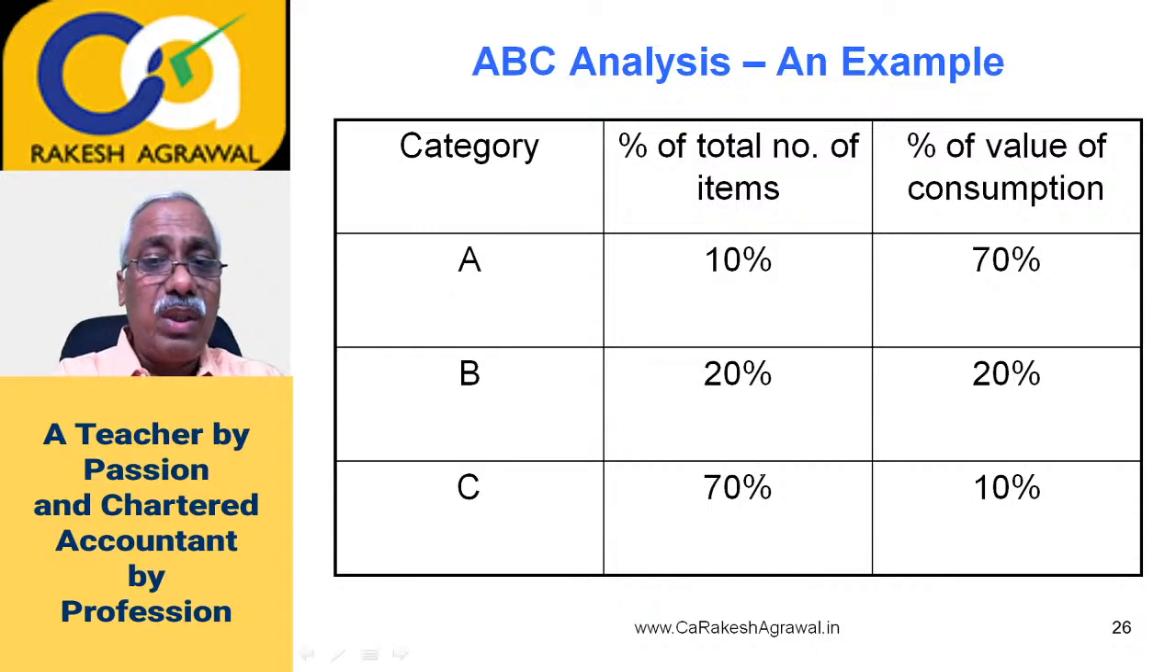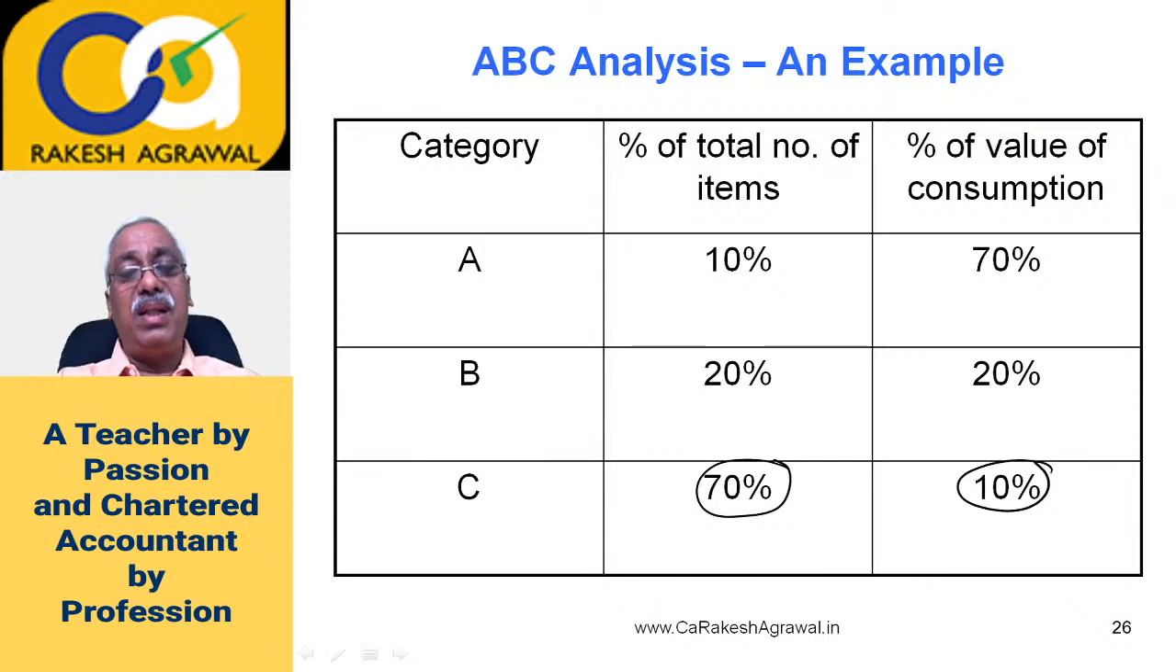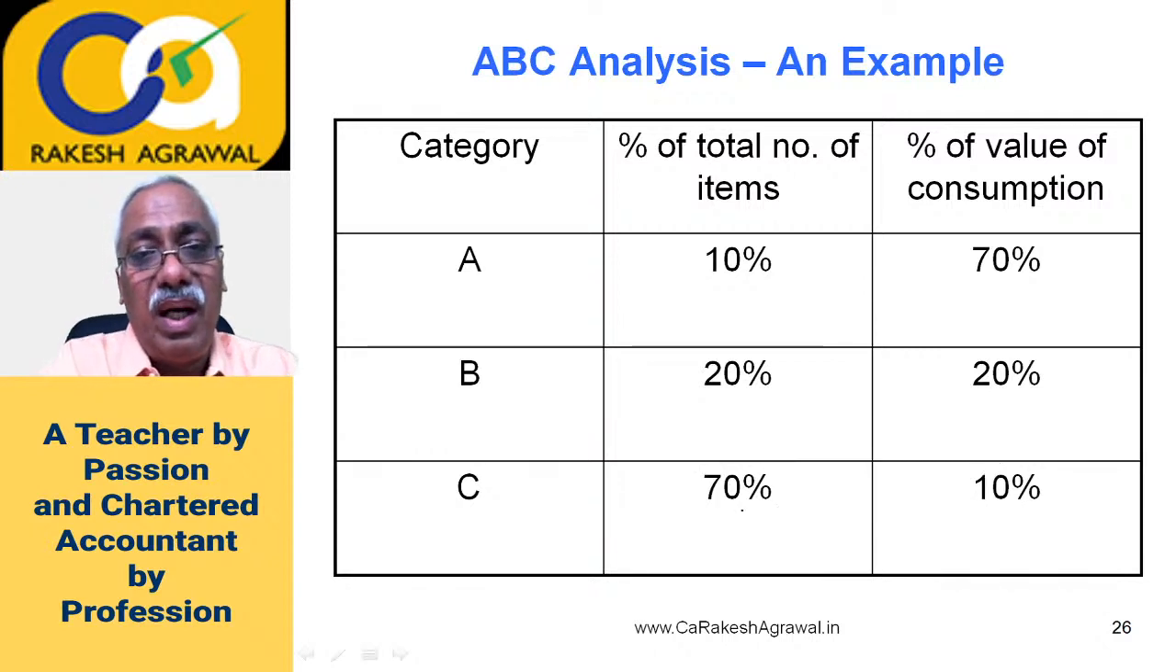Now why are you paying lowest attention? Because there are 70% items, but whose consumption value is very low. So there is no point in paying very high attention to this. Like at home, we pay more attention to costly items, right? Jewelry, cash, all these items are kept in tight security because they are costly. In a similar manner, in the inventory, the raw material whose consumption value is highest is paid highest attention. The lowest consumption value is paid lowest attention. And this total will always naturally be 100%.